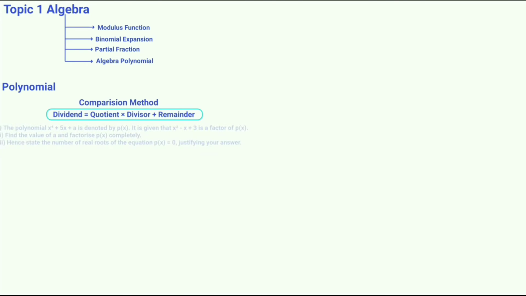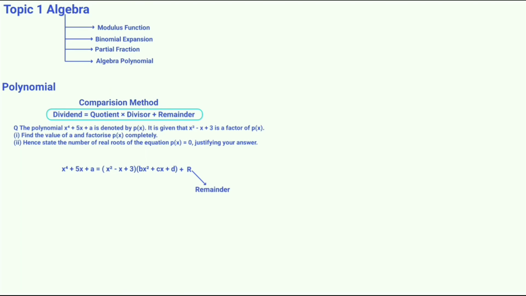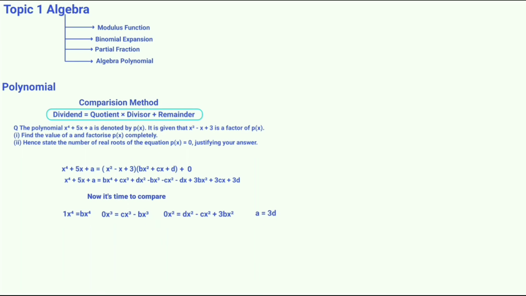Comparison method. Okay. Question. The polynomial x power of 4 plus 5x plus a is denoted by p(x). It is given that x squared minus x plus 3 is a factor of p(x). Find the value of a and factorize p(x) completely. Hence state the number of real roots of the equation p(x) is 0. Justify your answer. Okay. Since we're doing the comparison method, multiply x squared to this, multiply by x to this, multiply 3 to this. Now it's time to compare. You compare all of it, you get the values, and there you go. Got the answer.